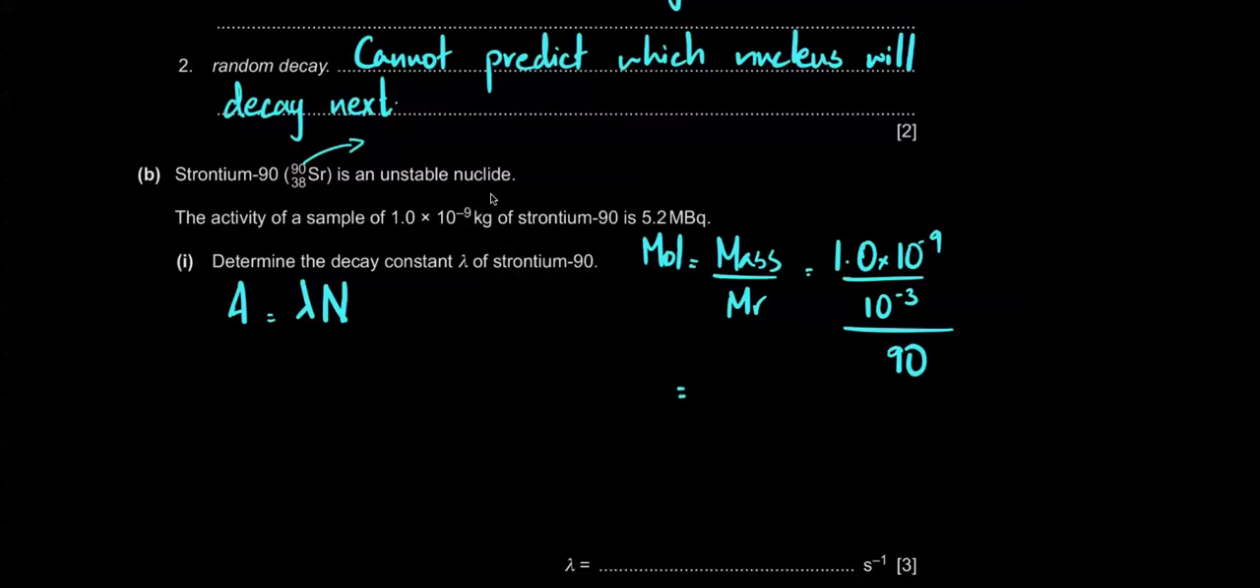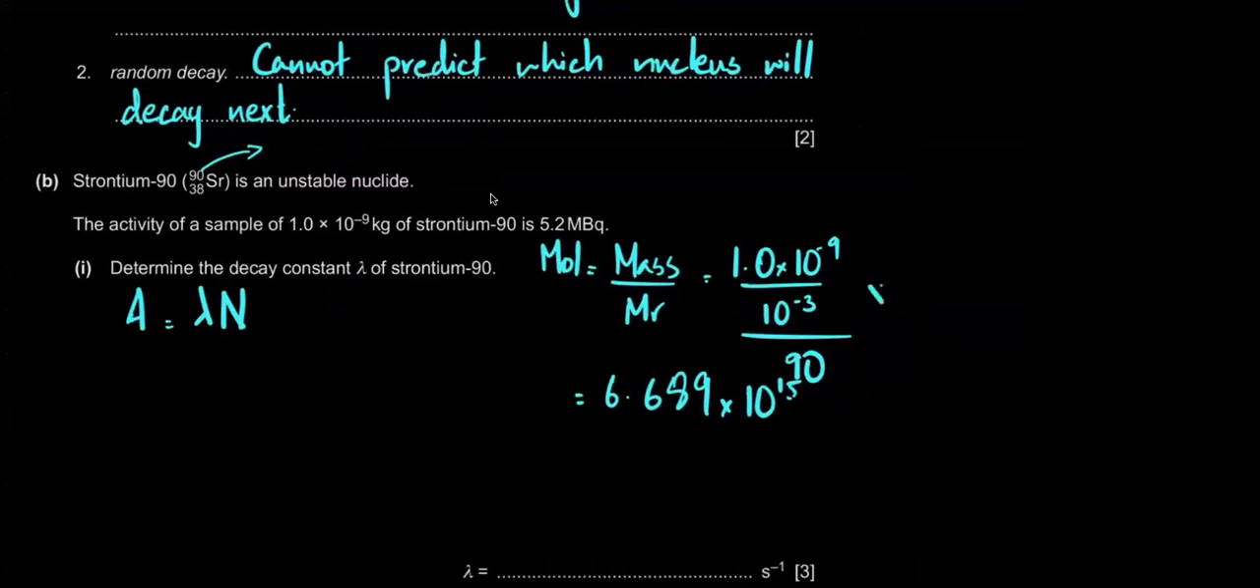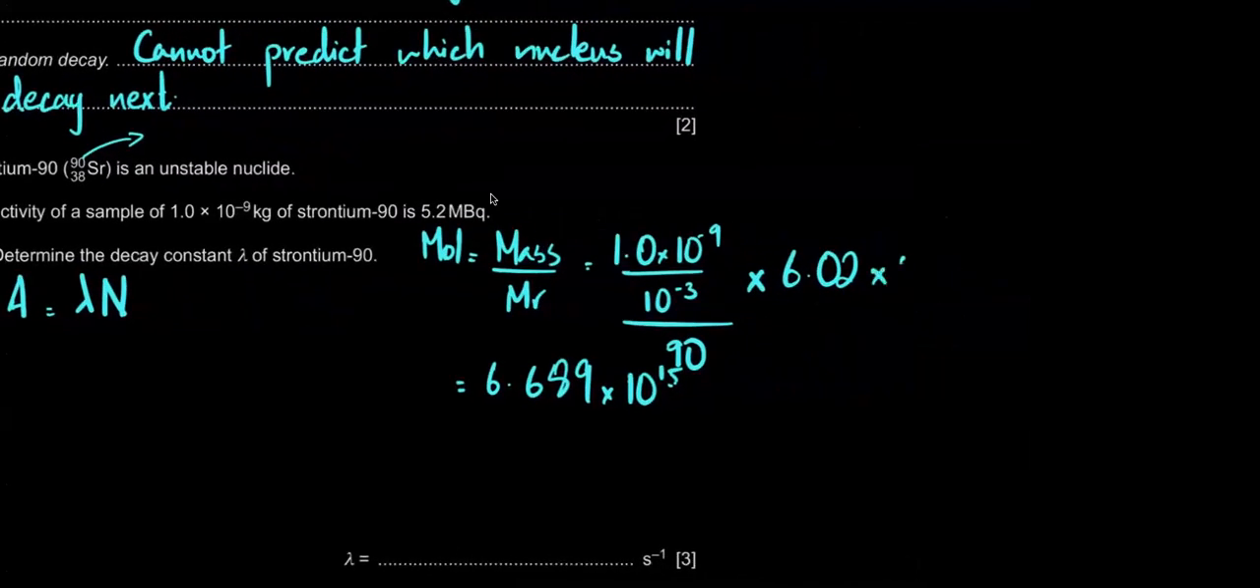So this turns out to be 1 into 10 to the negative 6 divided by 90 times 6.02 into 10 to the 23. So this turns out to be 6.689 into 10 to the 15. I have multiplied by 6.02 into 10 to the 23 to get the number of particles.